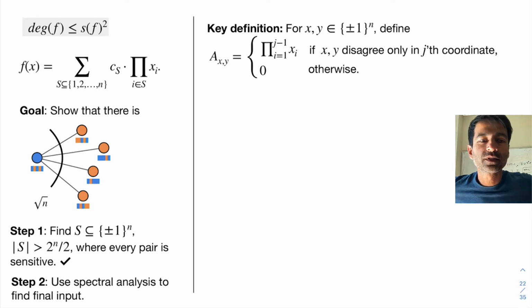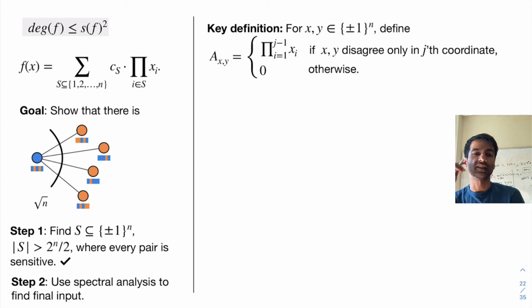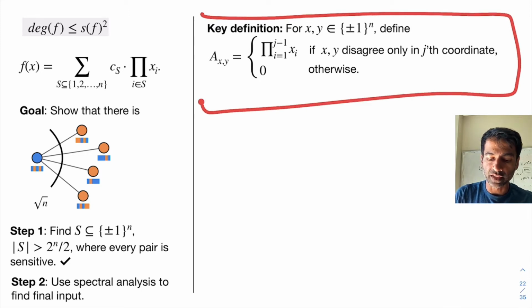Now to complete the proof, we will use the set S and find an input inside the set that has many sensitive neighbors. The way we do that is by analyzing this matrix, and this is the key idea of the proof.